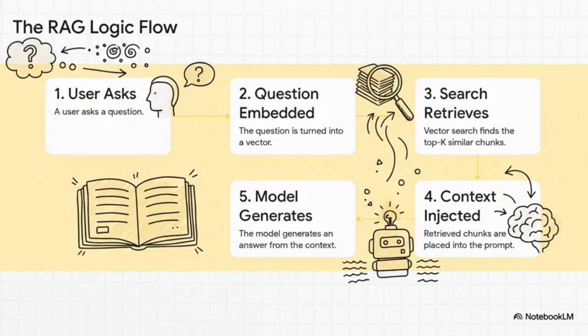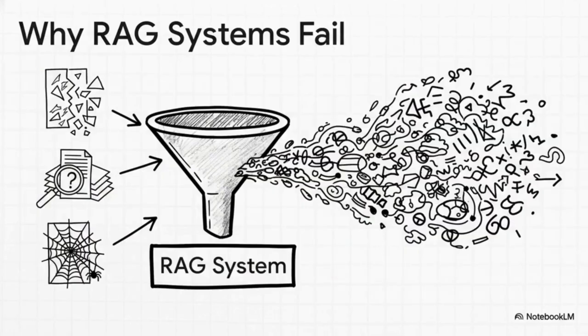At no point does the model independently think or validate anything. It doesn't check the answer, the correctness, or anything. It just generates output based on the retrieved information.